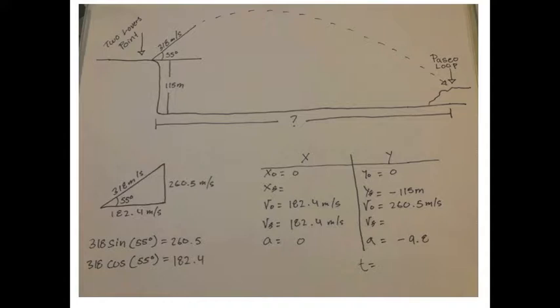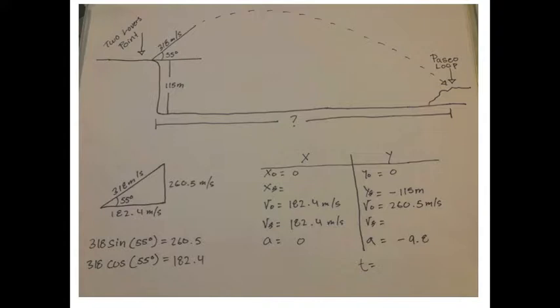On the x-axis, our x initial was 0. Our x final is unknown. The velocity initial and the velocity final are the same at 182.4 meters per second. Therefore, acceleration is 0 because the velocity is constant.